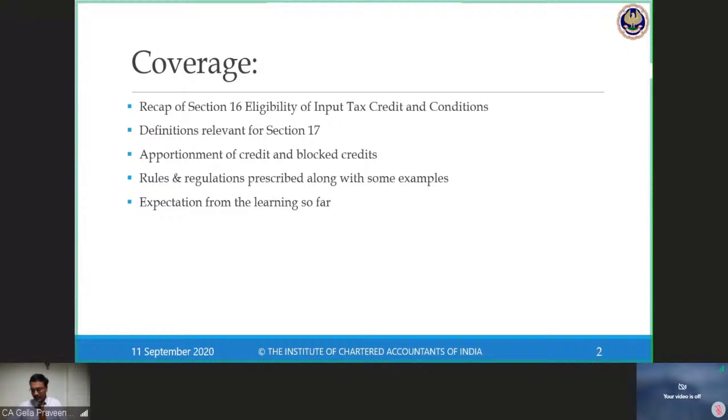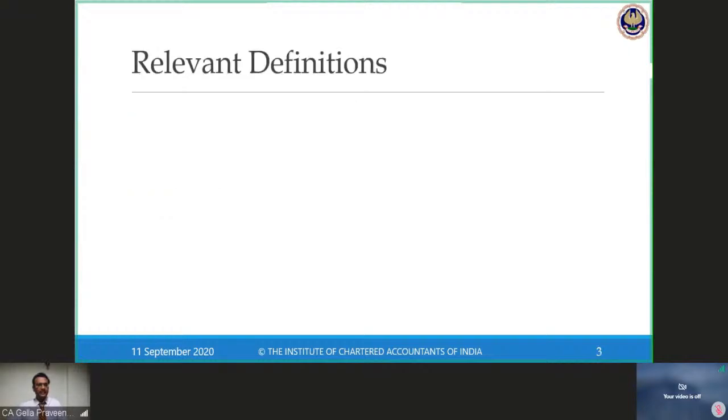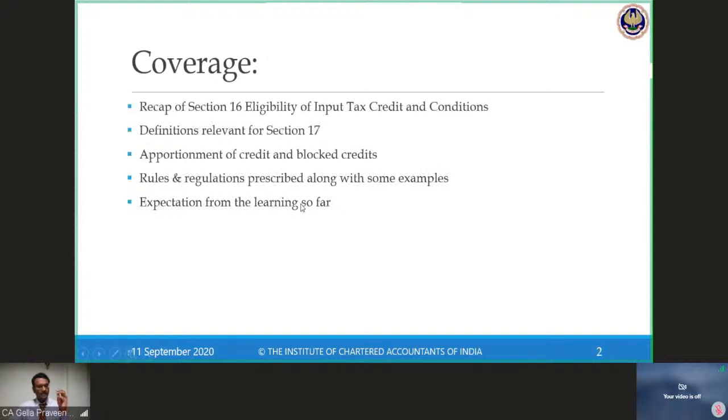So friends, let us start with our first thing. Before I go on to definitions, I'll spend a couple of minutes on section 16, what we discussed in our last session. In this section 16, we understood what input tax credit is. When I say input tax credit, what are the definitions covered? What is to be understood with reverse charge mechanism? What is a reverse charge? When can I take an input tax credit on reverse charge?